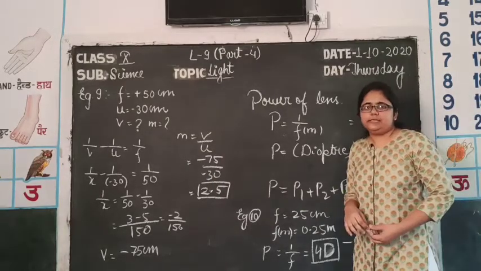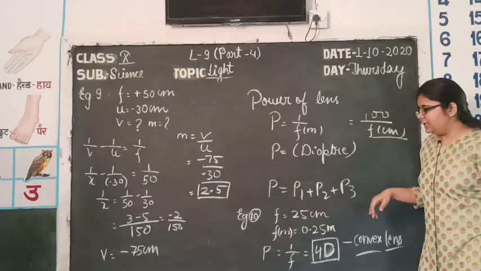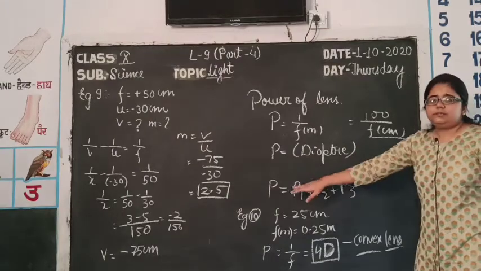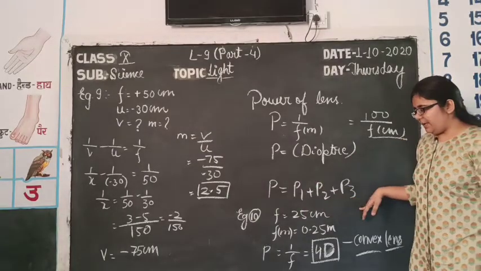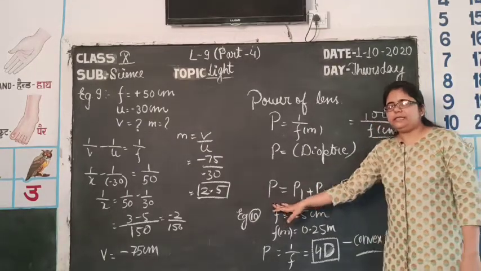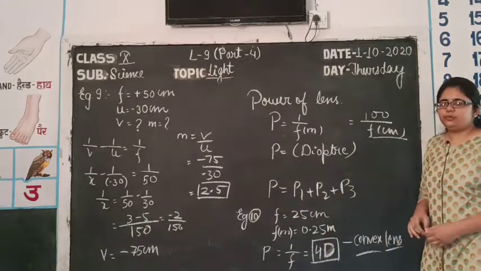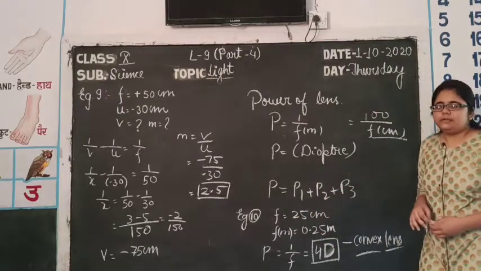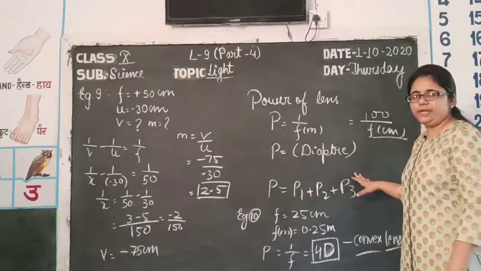If several lenses are combined in series, then the powers of these lenses will be summed up. So, the power of all the lenses will be P1 plus P2 plus P3 and so on, depending on the number of lenses which we have used.